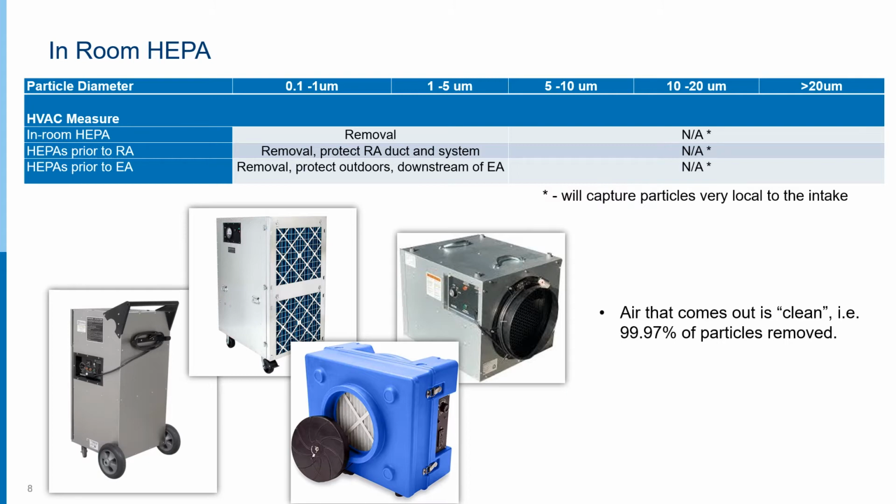For droplets or larger particles, units like this are going to have a very limited effect because you need a capture velocity in order to drag that particle through the filter. If you can get the particle to the filter, it will most certainly catch it. But the inlet velocity here is very, very local. So if you have a large particle that moves right in front of the inlet, it might get caught. But if you're even just a foot away from the inlet of this thing, it's probably not going to drag a large particle into the filter.